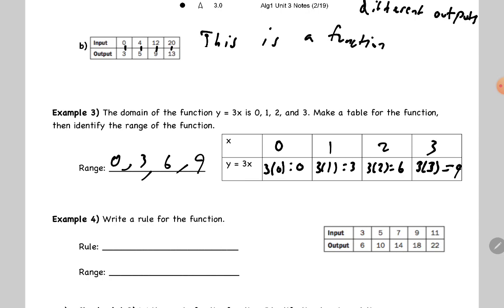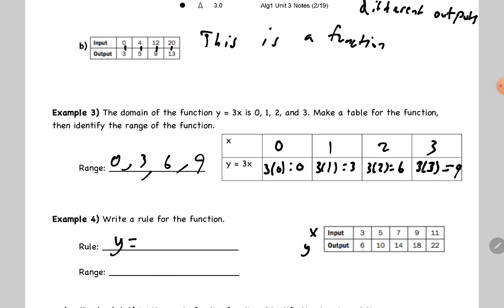So now we've got to write a rule. So in example 4, they give us an input and output table, and now we need to write a rule. A rule is something like this: y equals something. And it's based on our input. So remember, input is x, output's y. So we need to make an equation here, y equals something. So if I put in 3, I get 6. If I put in 5, I get 10. Put in 7, I get 14. So do you notice a pattern? Put in 9, get 18, 11, get 22.